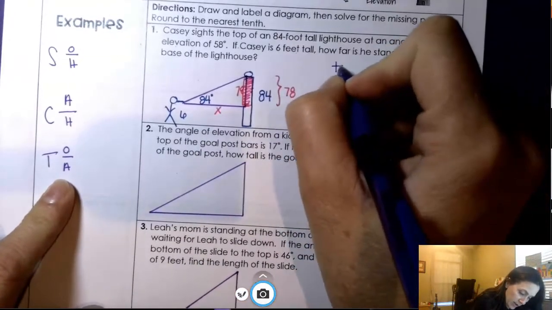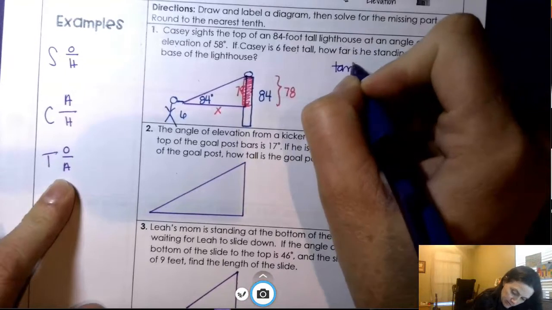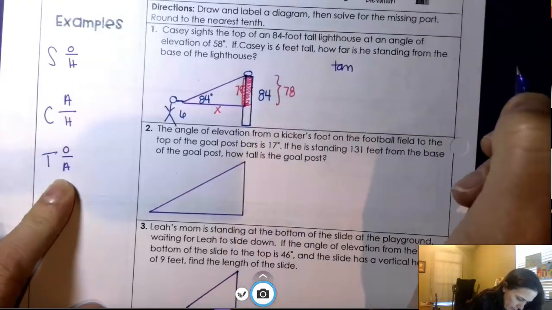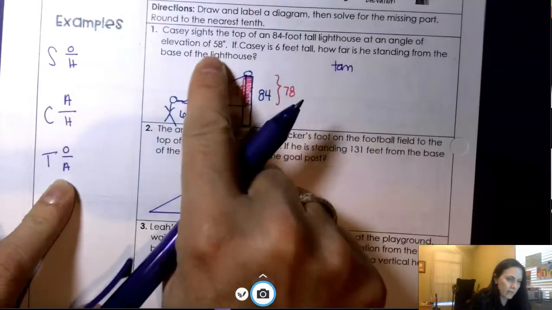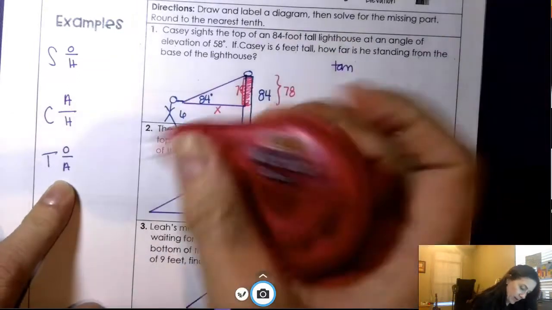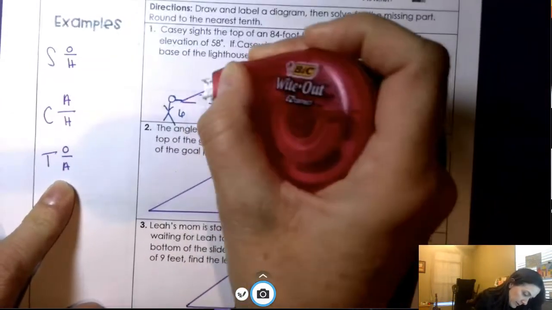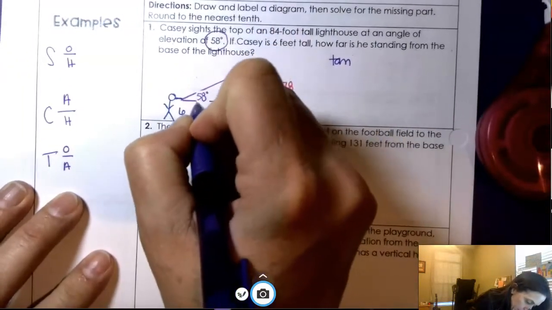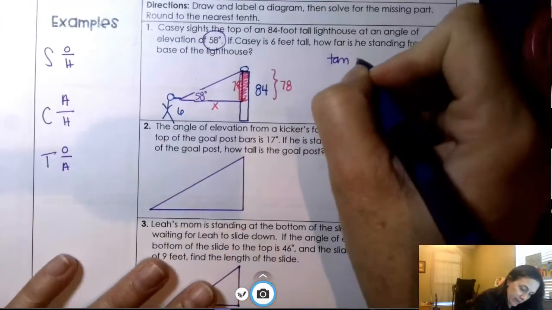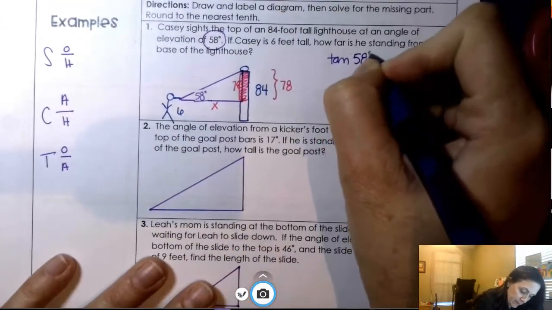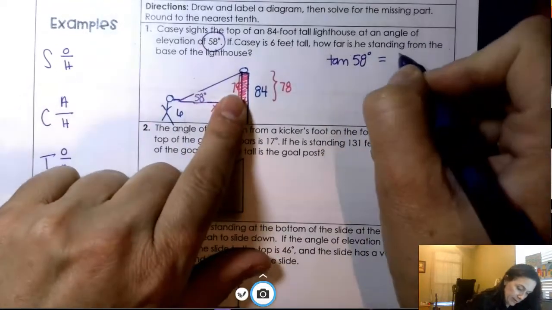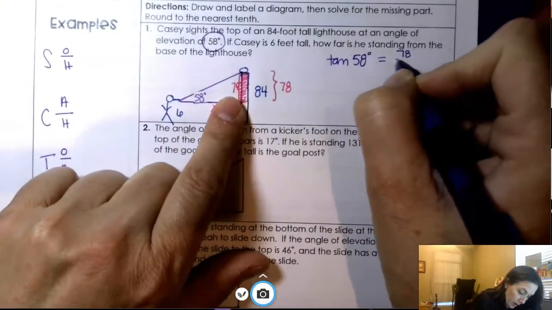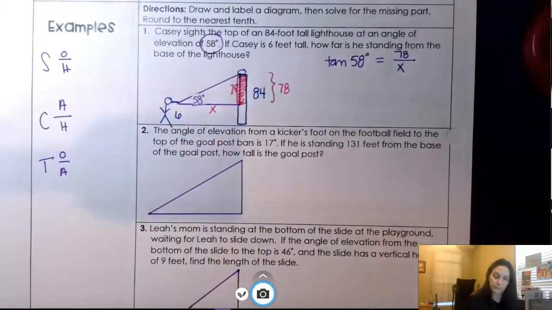So tangent of 84 degrees. Is it 84? No, the height is 84. That was wrong. That's 58. Hopefully somebody else caught that as we were doing this. Okay, the degree is 58. So tangent of 58 degrees is equal to opposite 78 over adjacent, which is x.